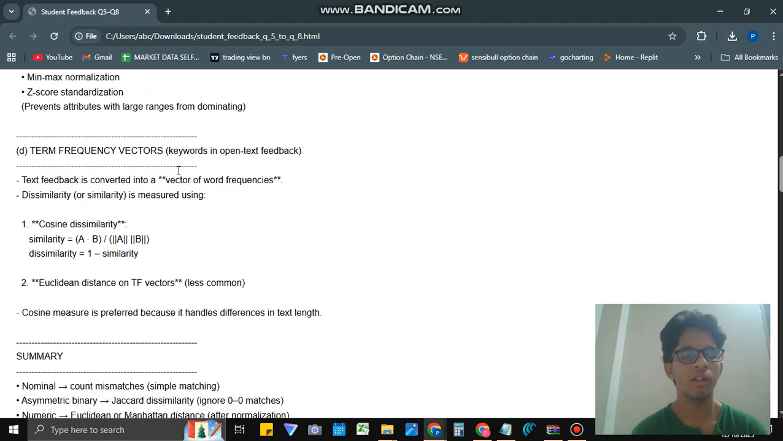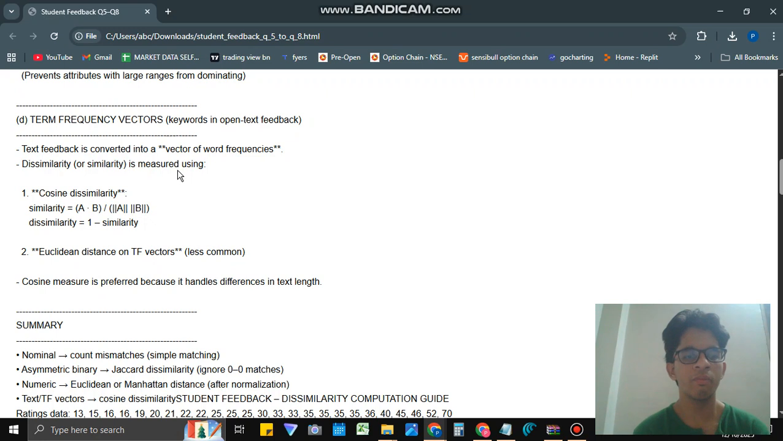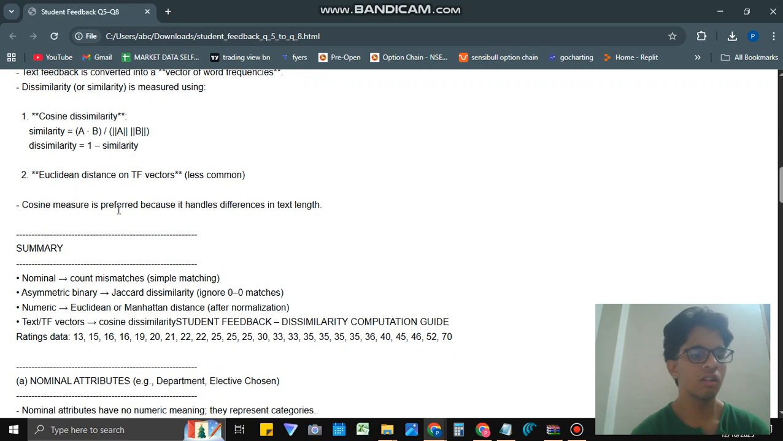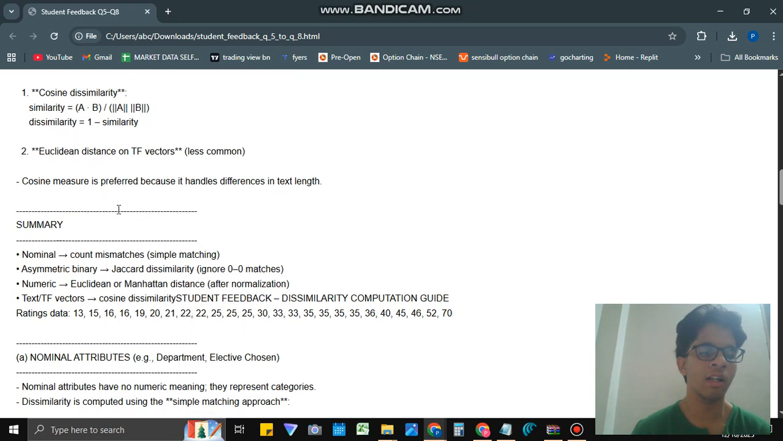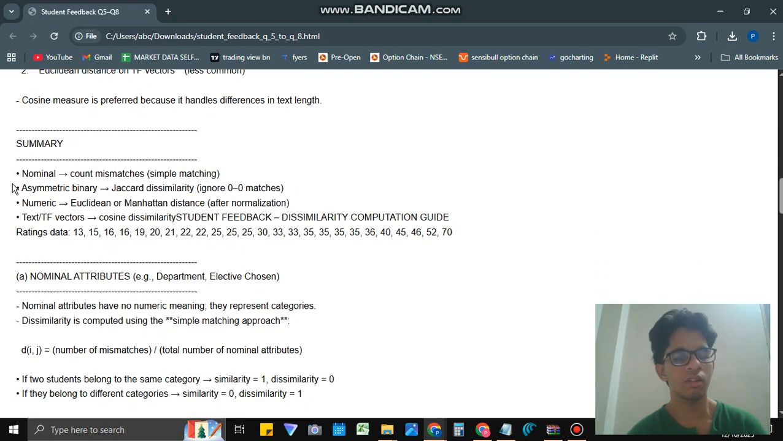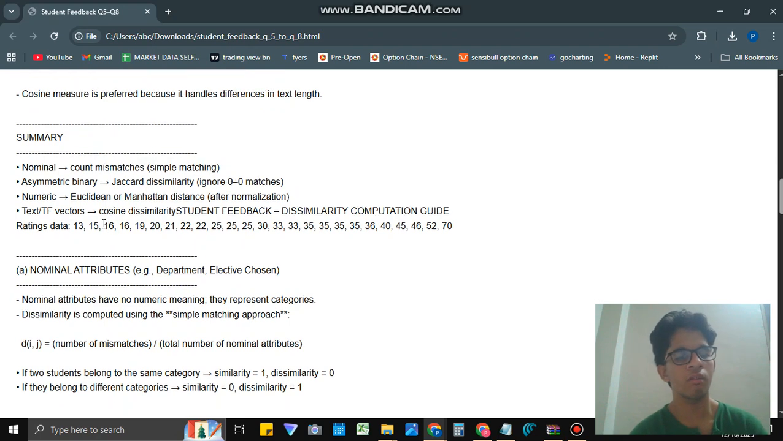Then we have term frequency. These are basically vectors of word frequencies. We use Euclidean distance on TF vectors here. It's less common, but we also use cosine dissimilarity. It's calculated as 1 minus the similarity, and the similarity is calculated as a dot b divided by the magnitude of a times the magnitude of b. That's how we find the cosine dissimilarity. This is a basic conclusion for that.